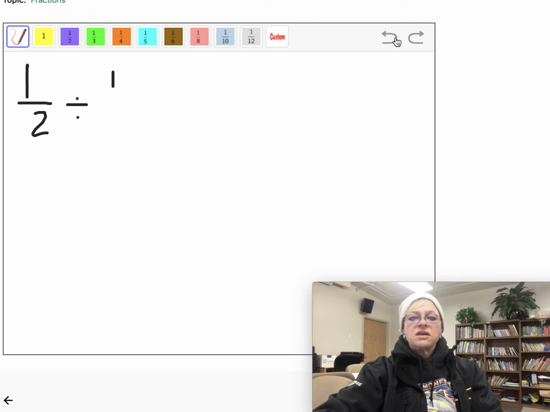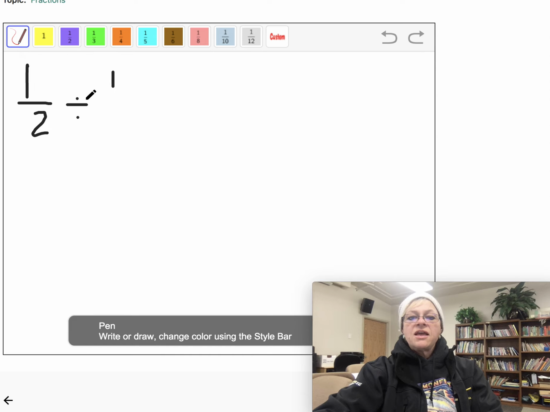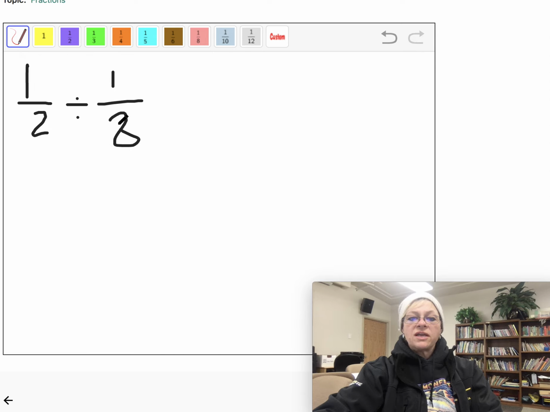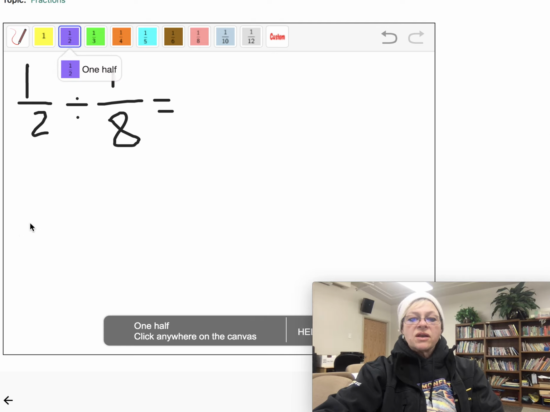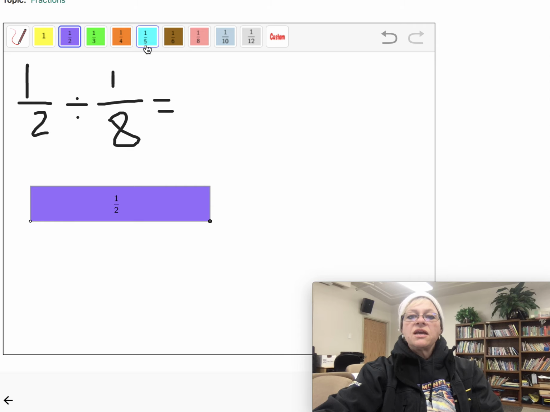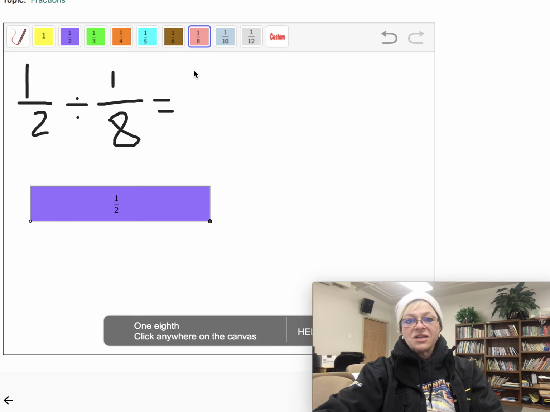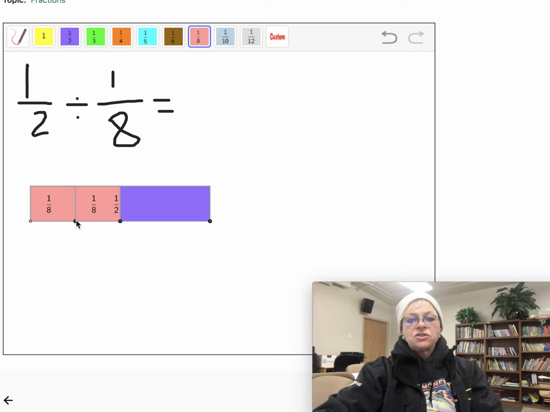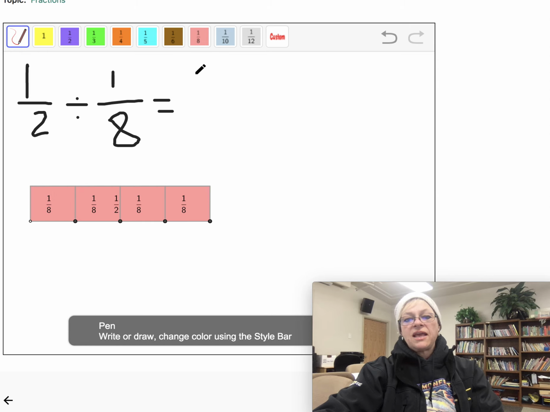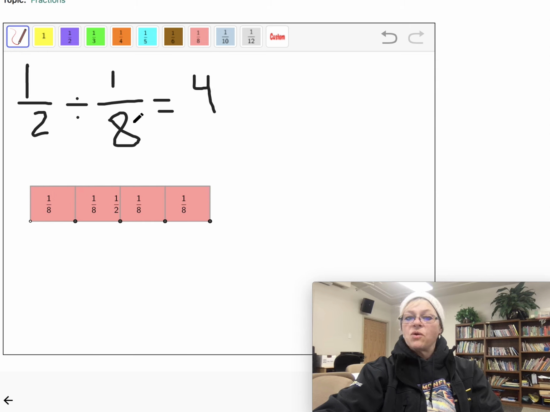All right, let's do another one. I'm going to leave my 1/2 there, and let's do 1/2 divided by 1/8 this time. I am going to get my 1/2 tool, and I'll put it there, and here's my 1/8 tool. Let's see how many fit into 1/2. 1, 2, 3, and 4. So 1/2 divided by 1/8 equals 4. 1/8 fits in 1/2 exactly 4 times.